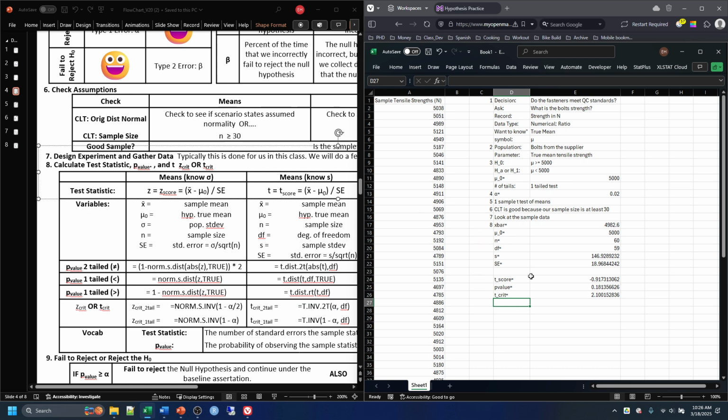Okay, so we got through step 8. We got through our t-score, our p-value, and our t-critical. We're on to step 9. We need to say, are we going to reject or fail to reject? So you can do a quick check real quick here.